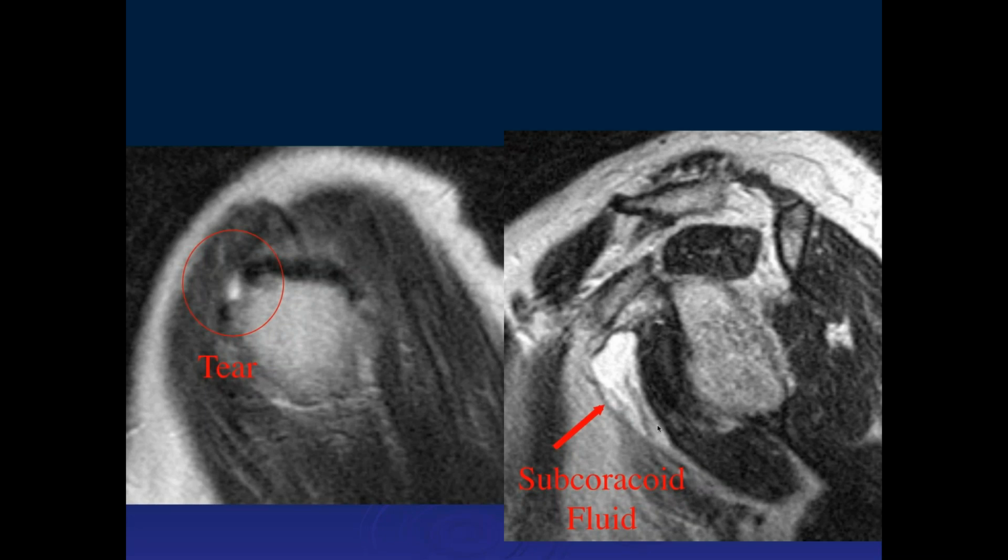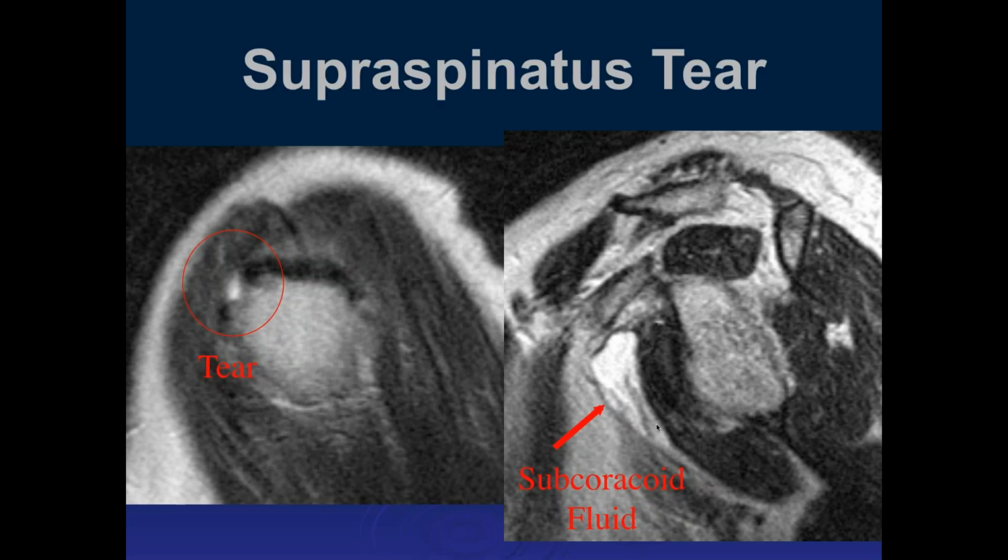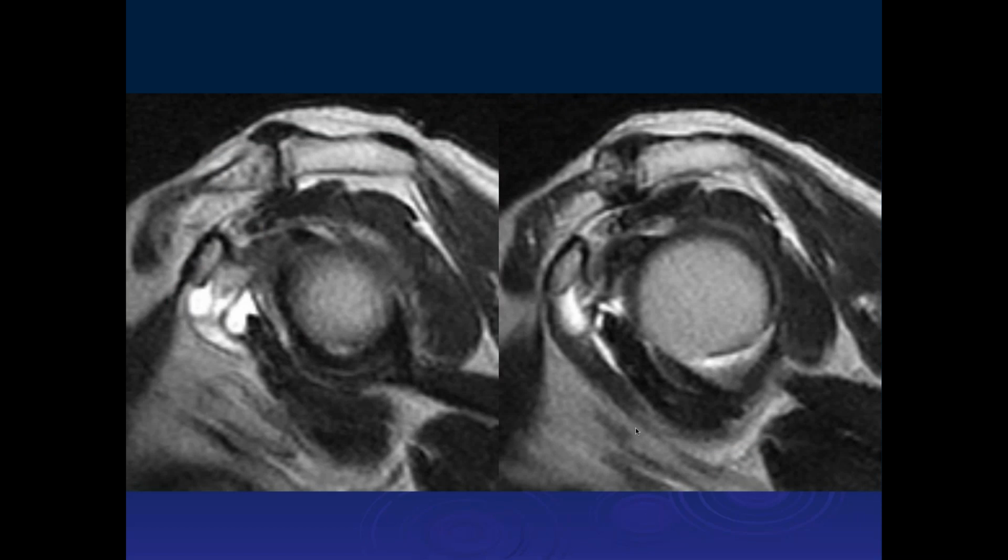So fluid in the subcoracoid bursa can be helpful in letting you be much more confident that you're dealing with a full thickness tear and not just a partial tear. So that's a supraspinatus tear, and that shows how the subcoracoid bursal fluid can be helpful. And here's an example where we can see fluid in the subcoracoid bursa, which actually goes up and communicates with the subacromial subdeltoid bursa.